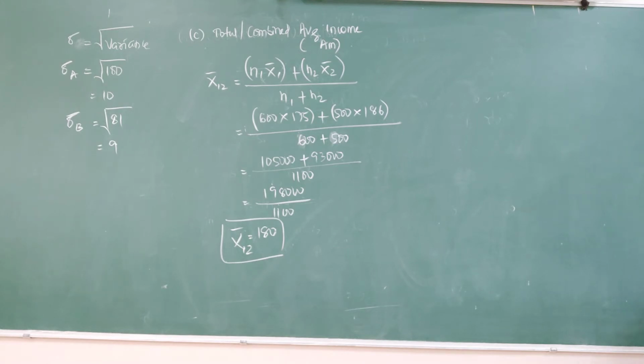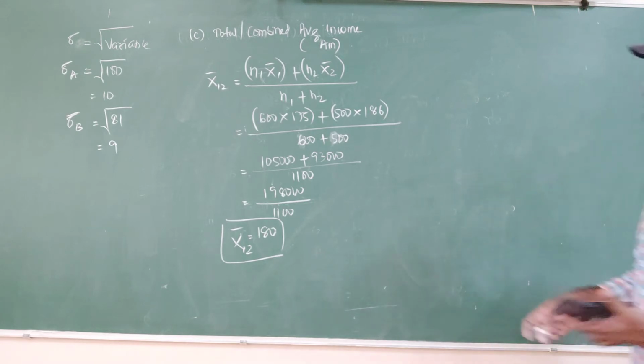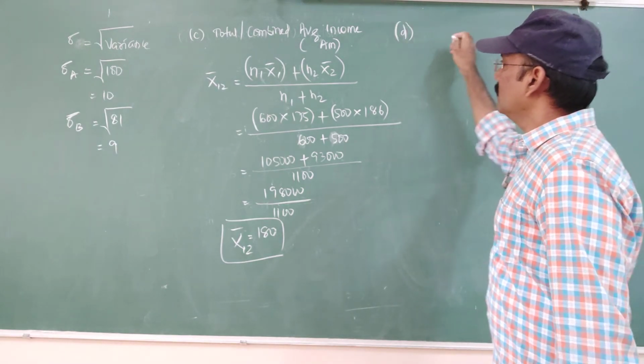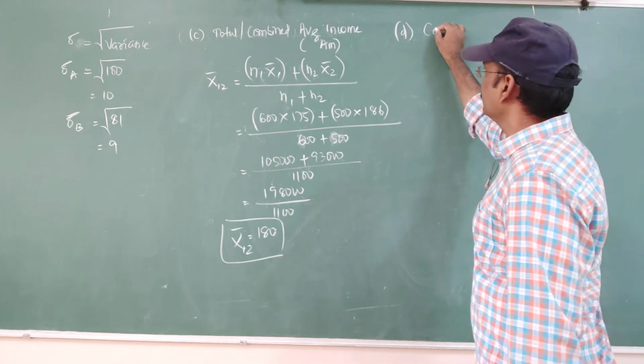What is the combined standard deviation? You read the question carefully. What you have to find? You need to find the combined standard deviation, right? Combined standard deviation. So for that we need to find this number, that is D. What you have to find? Combined standard deviation.